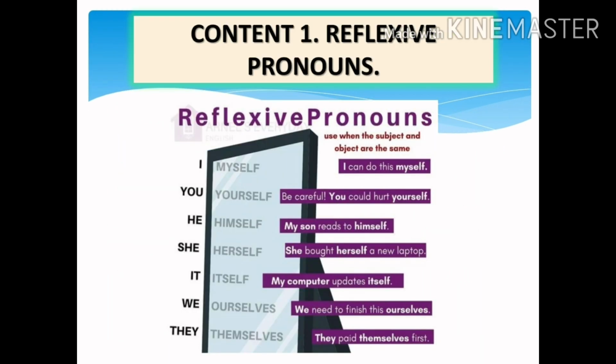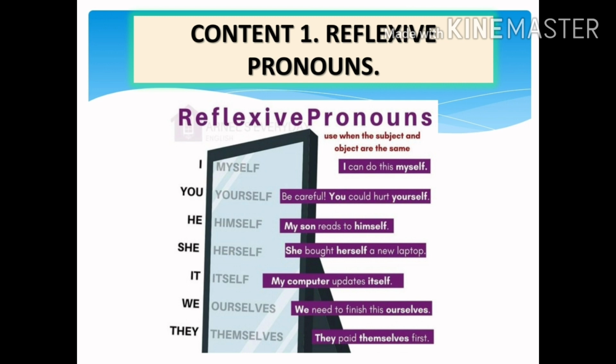Now it's time to start with content number 1, that is reflexive pronouns. But you are going to ask, but I don't know what is a reflexive pronoun. Here we have a short explanation about what is a reflexive pronoun, or how you are going to use them. You are going to use them when the subject and object are the same.